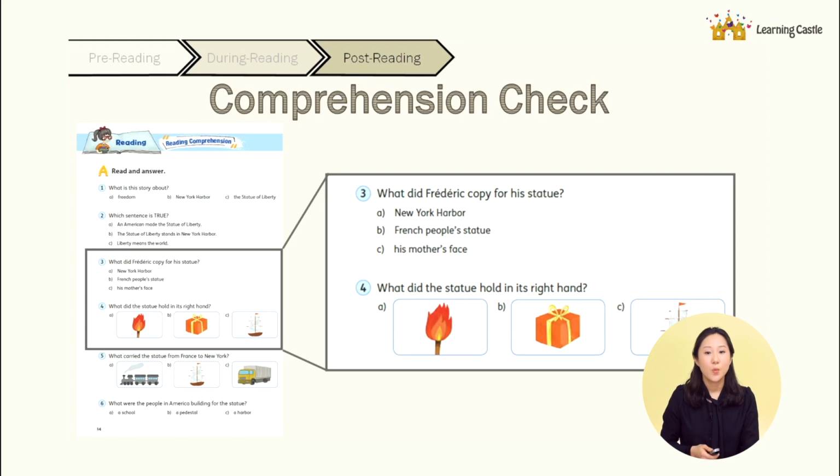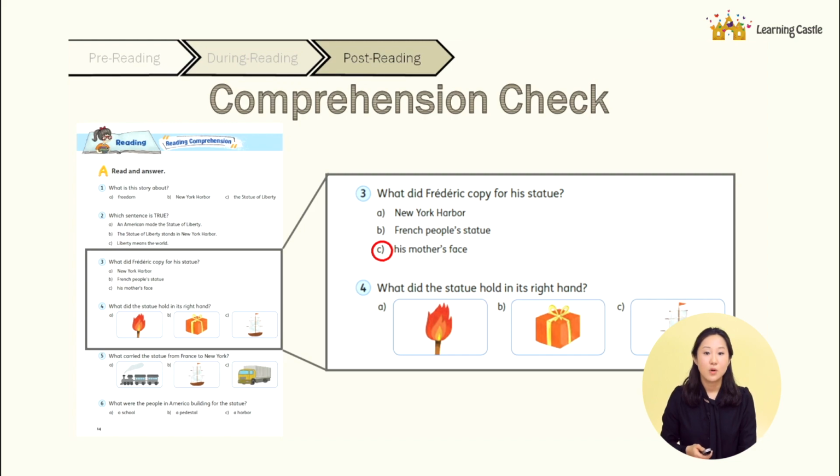So 3, what did Frederick copy for his statue? A, New York Harbor. B, French people's statue. C, his mother's face. And with your students, you can answer this together. And obviously the students will say, his mother's face. And yeah, that is correct.